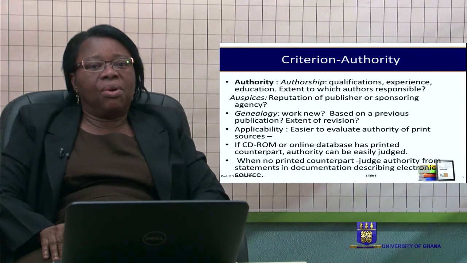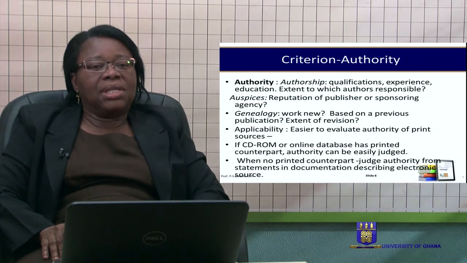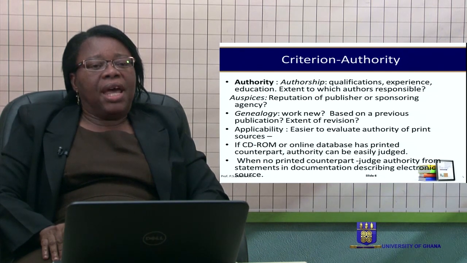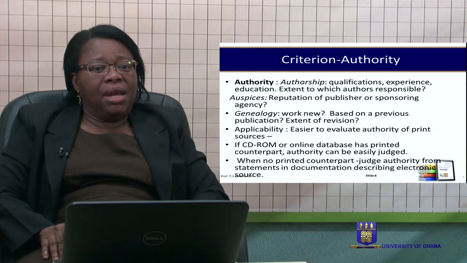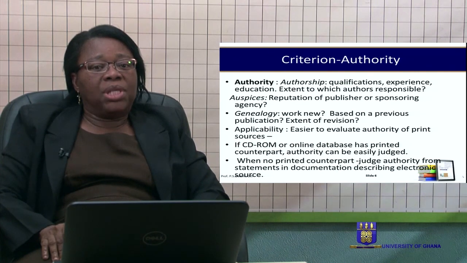So first, you consider the authorship. That is, what is the person's qualification? What is his experience? What is his educational background? Then you also consider, again on the authority, the auspices. Who is he publishing under, or who is she publishing under? What's the reputation of the publishing house or the sponsoring agency?